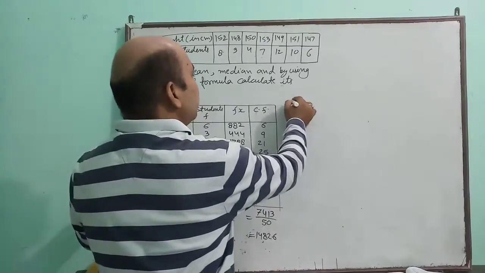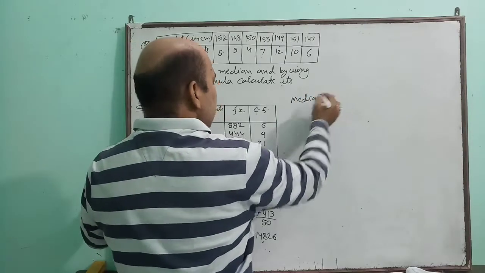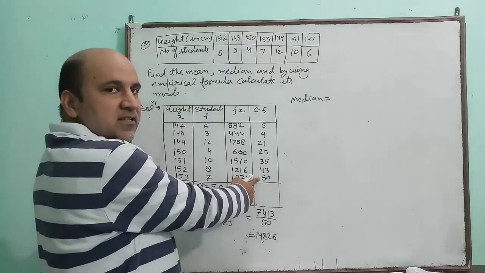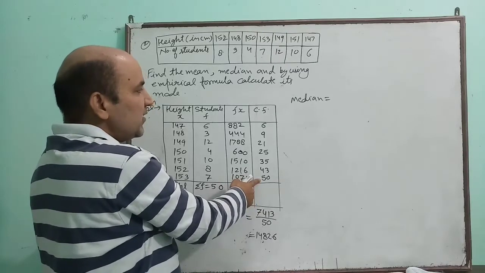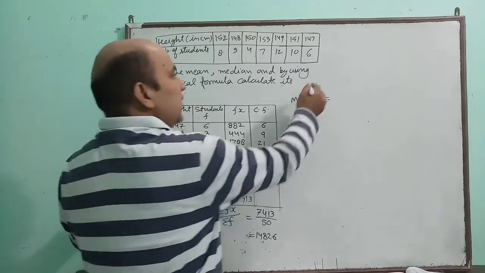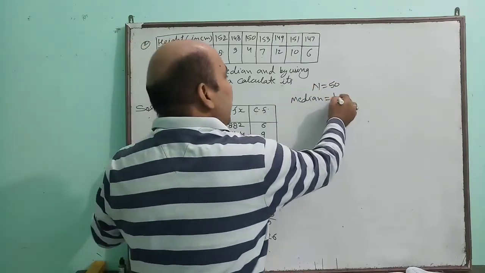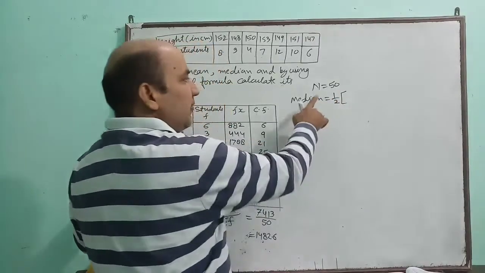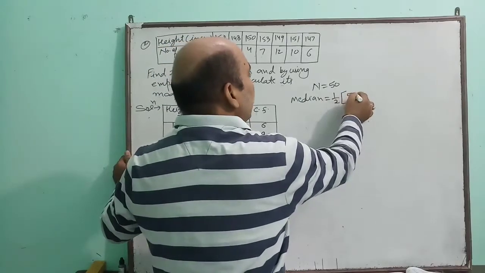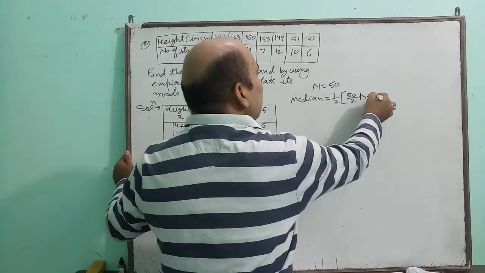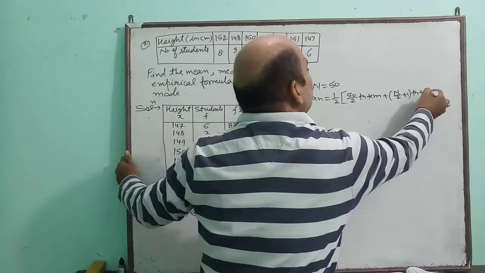Okay, now we will find the median. Since the sum of frequency is 50, meaning the last entry of the cumulative frequency column is 50, n is equal to 50, which is even. So we will apply the formula for even. When the number of observations is even, the formula for the median is 1 by 2 into the n by 2 term plus the n by 2 plus 1 term.